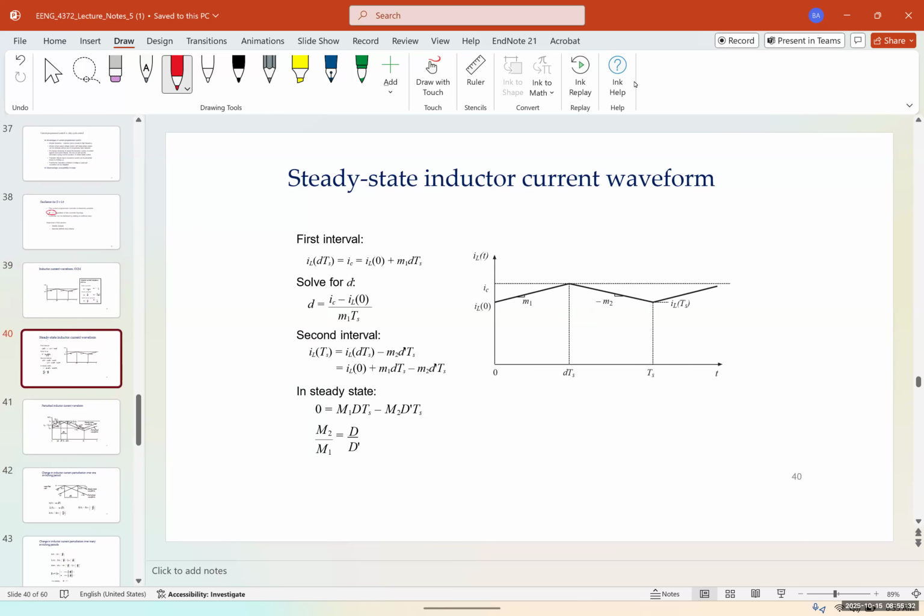For a steady state inductor current, the waveform would look like this. Again, we have the ripples. IL(DTs) is going to be equal to IC, which is IL0 plus M1 DTs. When we solve for D, we get D is equal to (IC minus IL0) over M1 Ts. For the second interval, IL(Ts) would be IL0 plus M1 DTs minus M2 D' Ts. In steady state, 0 is equal to M1 DTs minus M2 D' Ts. And finally, M2 over M1 is D over D'.